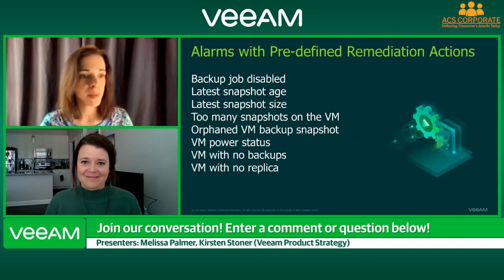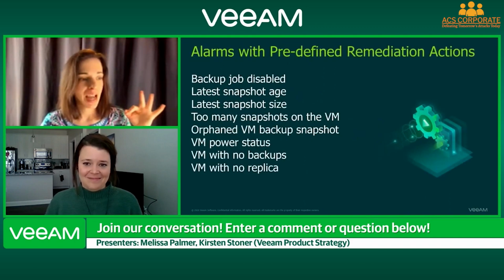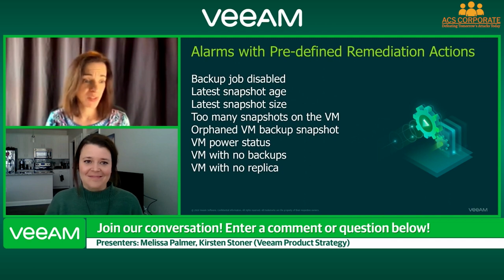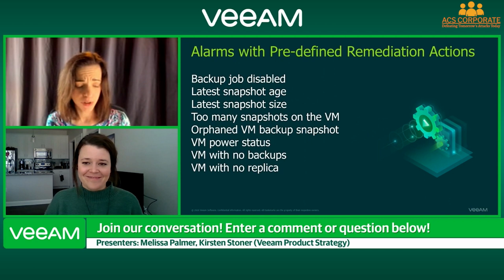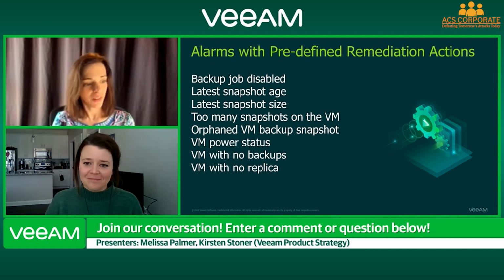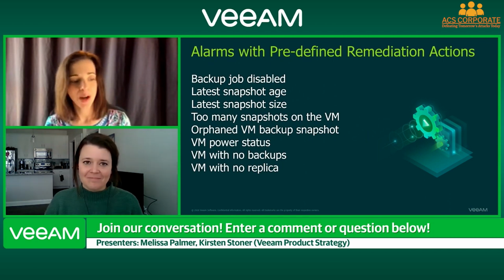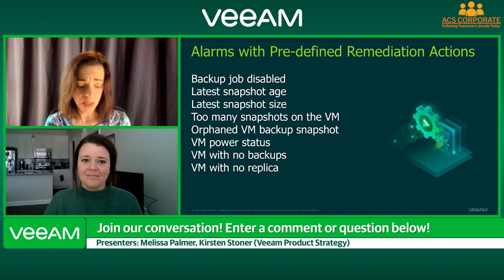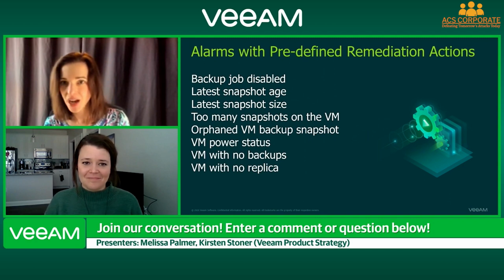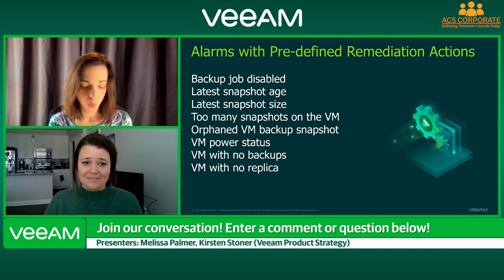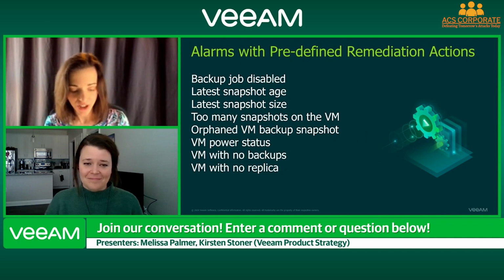Now, we love our remediation actions. And we have a number of different things that have built-in remediation actions. Backup job disabled: one of the remediation actions for that one is, hey, enable the backup job. That's a really good one, right? VM with no backup and no replica: for VM with no backup, you have the ability to actually add that VM to like a catch-all backup job. I like to create one just to run once a day, so I can make sure that I don't have any gaps in my data protection.